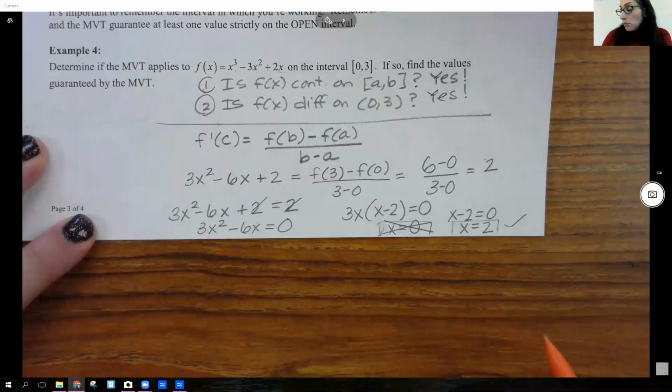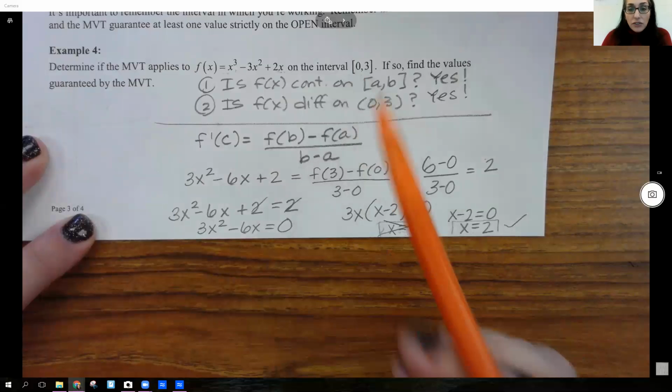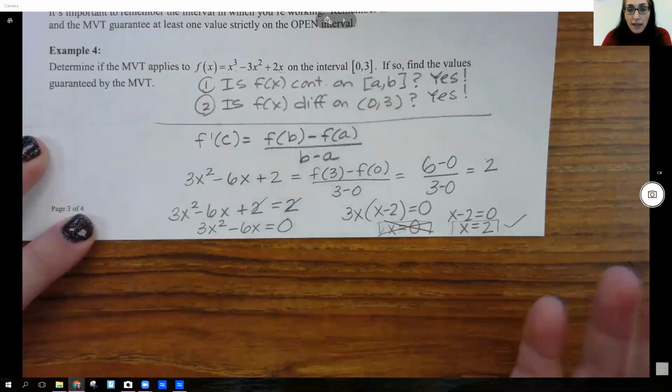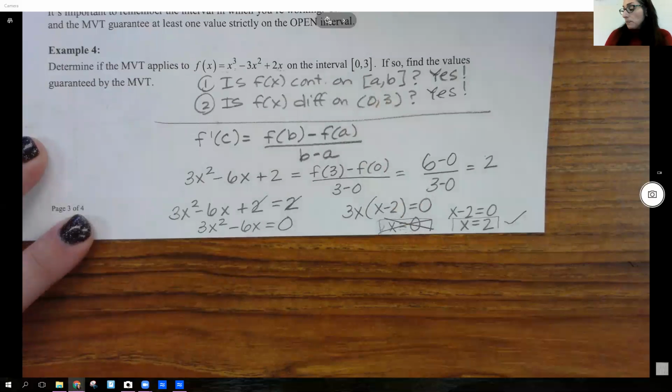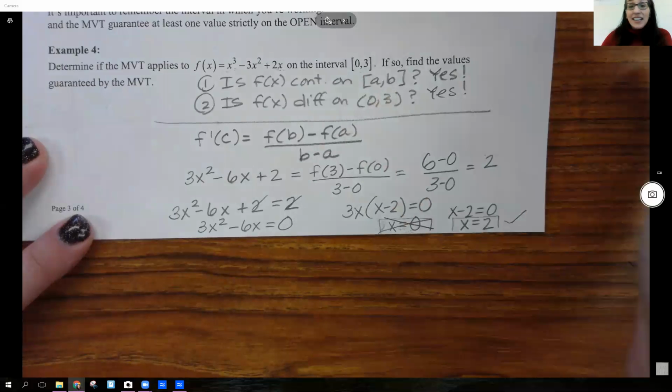2 is fine because our interval is from 0 to 3 and 2 is pretty much close to the middle. So that's an okay answer. All right. Any questions?